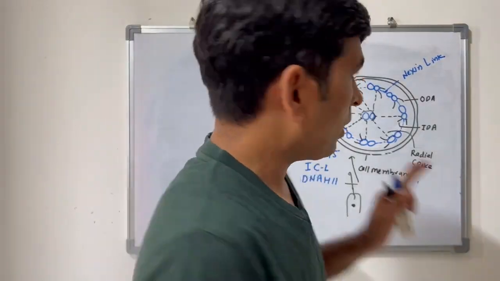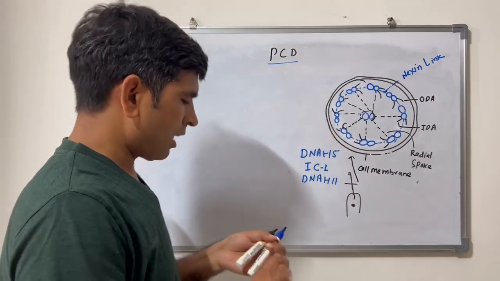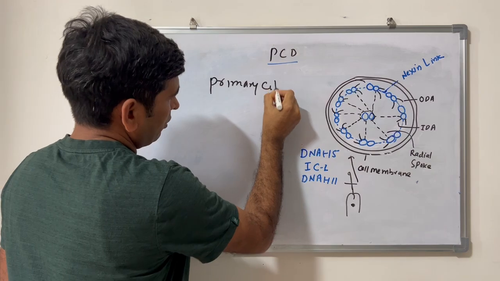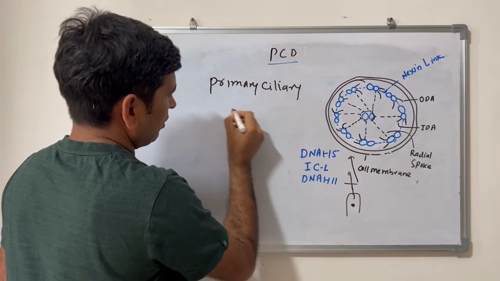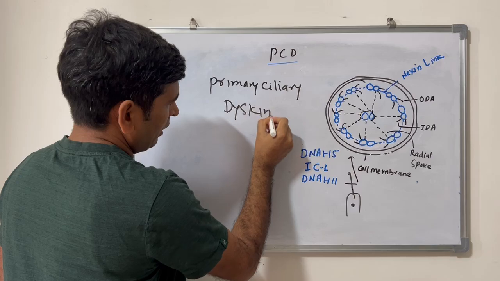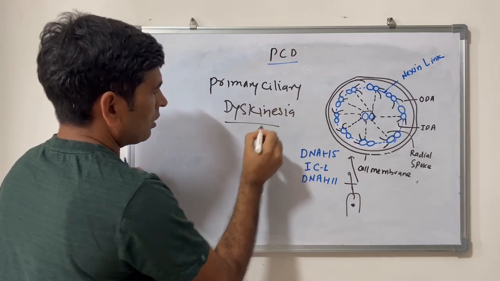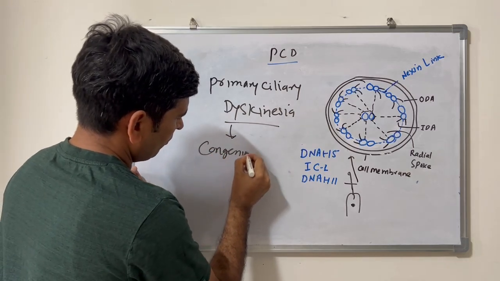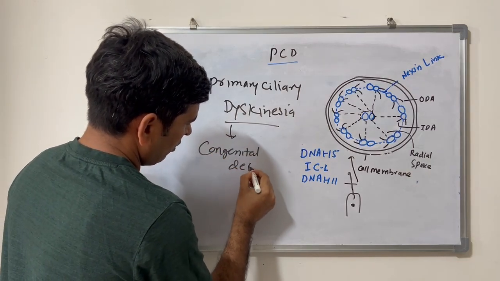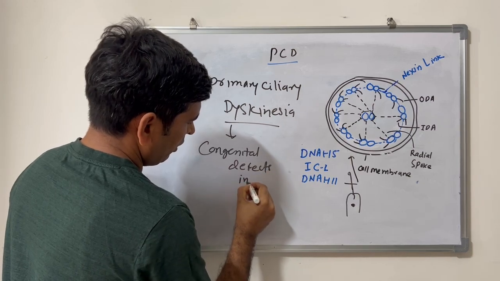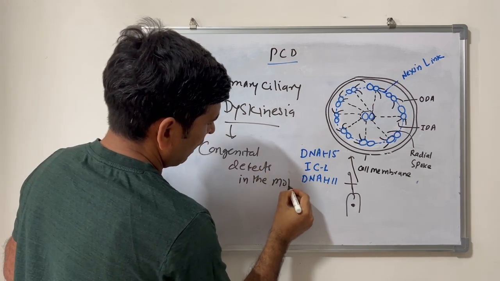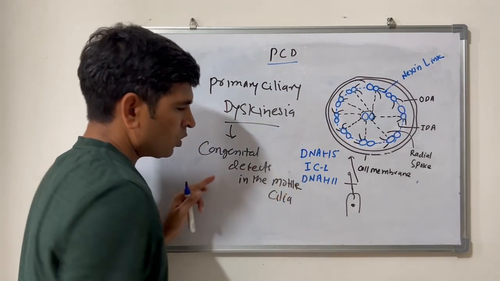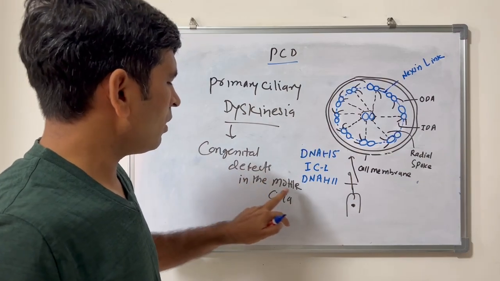Hi guys, today's topic is primary ciliary dyskinesia. This PCD is a congenital defect in the motile cilia.